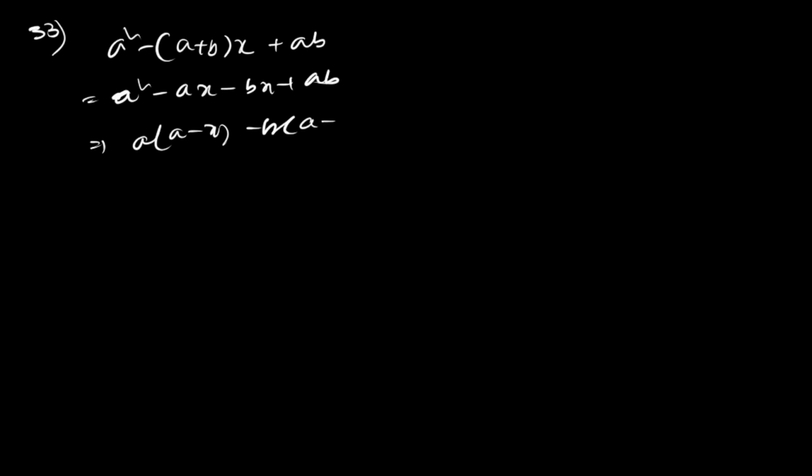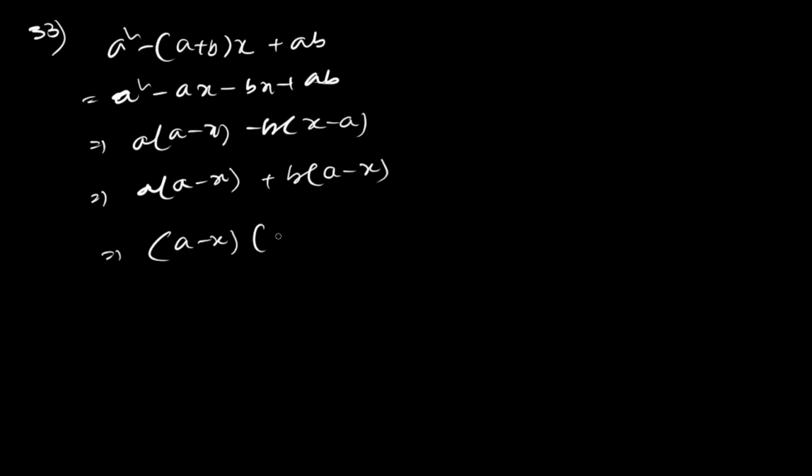a, it should be x minus a, and I have to change the sign, otherwise it cannot be done. So a into a minus x plus b into a minus x, so that gives you a minus x a plus b minus bx minus ax plus ab, and yeah, that's the correct answer.